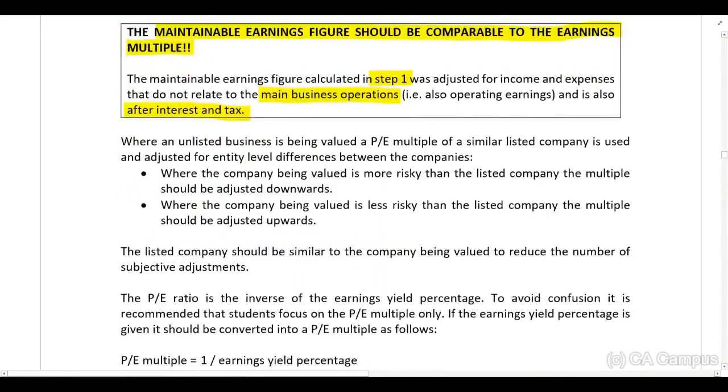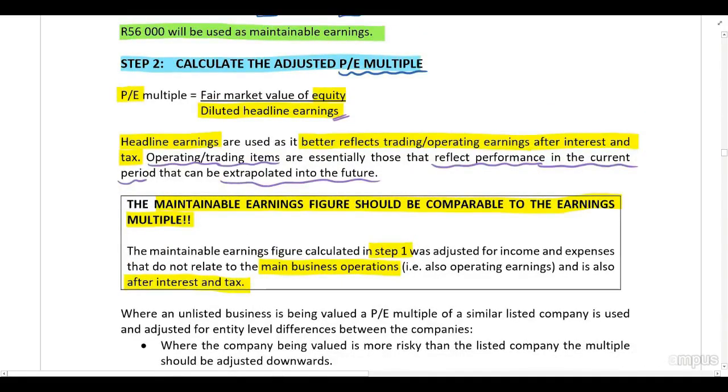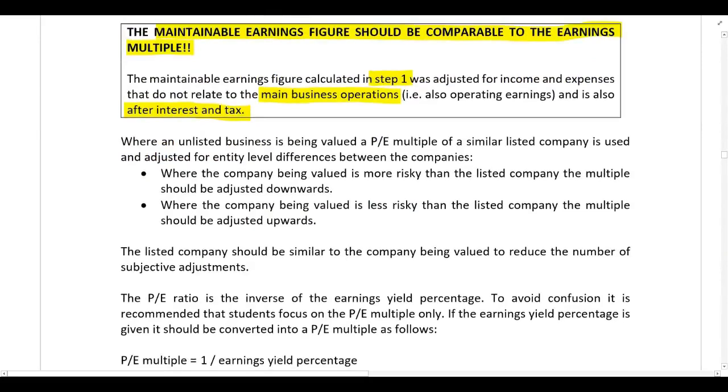Then, we can't just take that multiple and use it as it is. You can see in the heading, we are working with an adjusted PE multiple. And that's because there are going to be differences between the listed company and the company that we are valuing. And we now need to adjust for those differences. So below you can see where an unlisted business is being valued, the PE multiple of a similar listed company is used and is adjusted for entity level differences between the companies. So right now we are looking at the entity level differences.